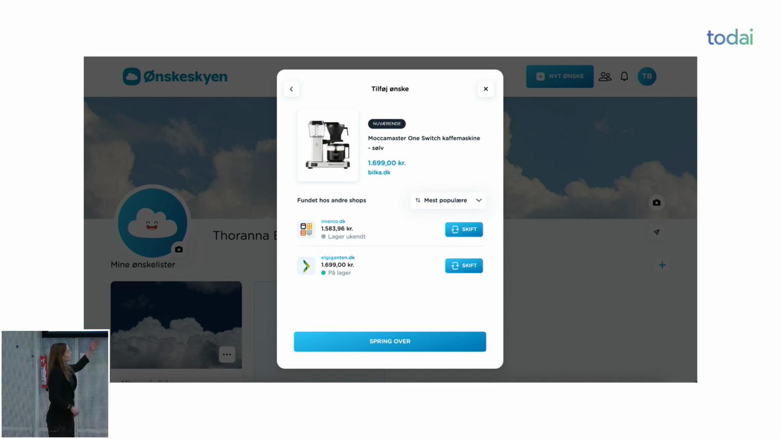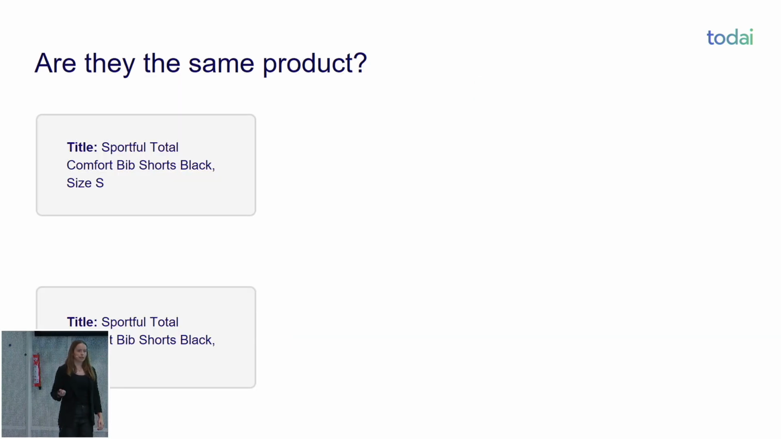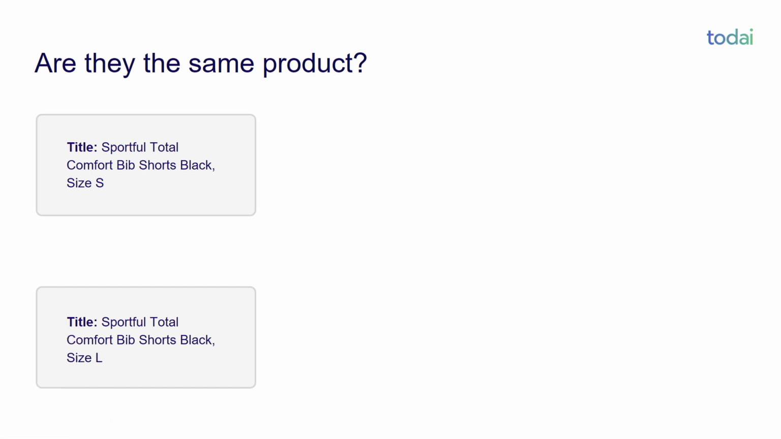Here, I have uploaded a link to a Mocha Master, and Ønskeskyen shows me examples of other Mocha Masters from other providers that I can add. Like this one from iMerco, it's a bit cheaper, I can add that, or I can replace it for one at the same price from Elgiganten. This product matching logic is what we were working on improving. We're trying to answer the question, are these two products the same product?